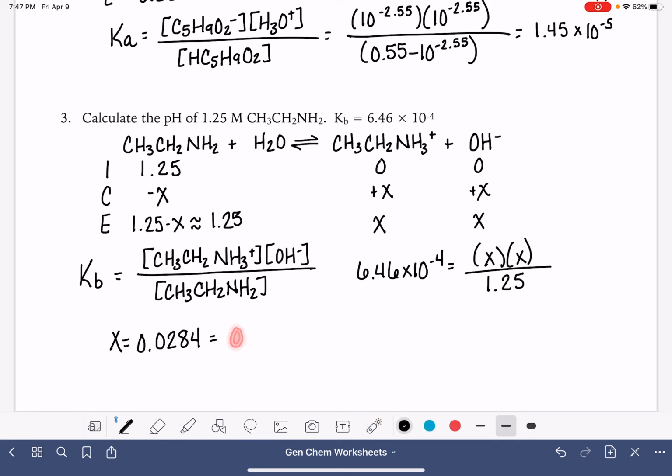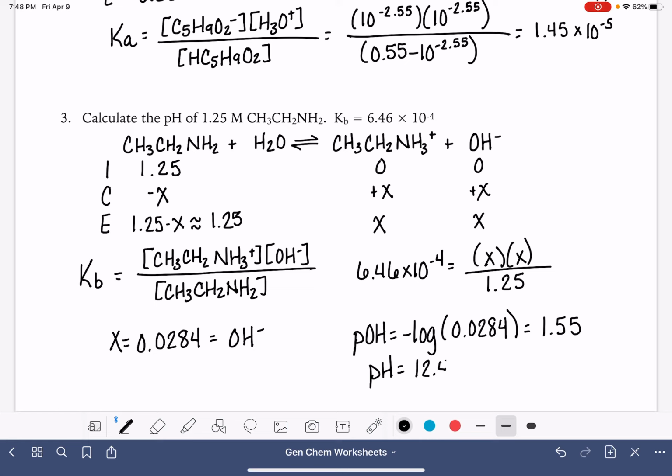So that is the molarity of the OH minus. Our goal here is to calculate the pH of the solution. What we can do with this number is calculate the pOH. The pOH is the negative log of the OH concentration. So the pOH is going to be the negative log of 0.0284. And once we know the pOH, it is 1.55. From there, we can calculate the pH using our equation pH plus pOH equals 14. So 14 minus the 1.55 is 12.45.